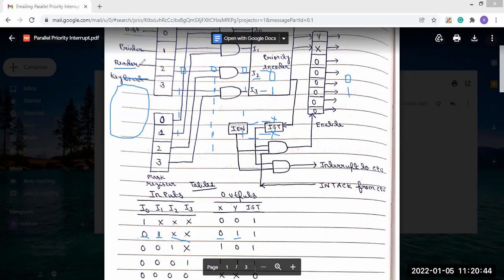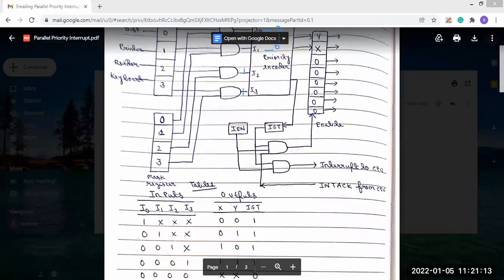What will the I0 and I1 values be? We will get 0 here and 0 here, because both of these devices, the disk and the printer, don't generate the interrupt. Only the reader and the keyboard generate the interrupt. So the values of I2 and I3 will both be 1.